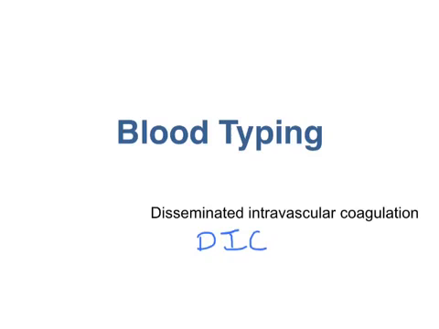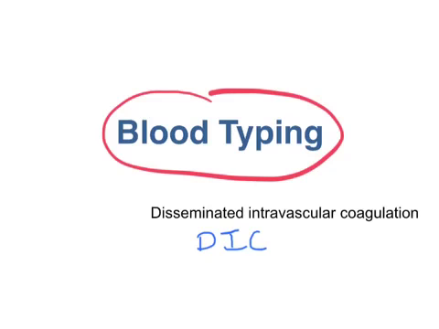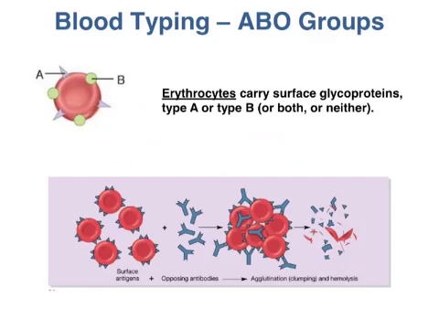Obviously, acute transfusion reaction is not a good thing. So, the blood of both donor and recipient must be carefully typed before a blood transfusion takes place. Blood typing is necessary because of the molecules on the surface of red blood cells. Red blood cells can have either type A glycoproteins on their surface, or type B glycoproteins on their surface, or they can have both or neither. If they have both, that's blood type AB. If they have neither, that's referred to as type O.